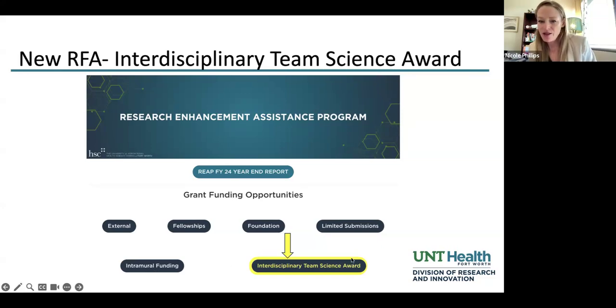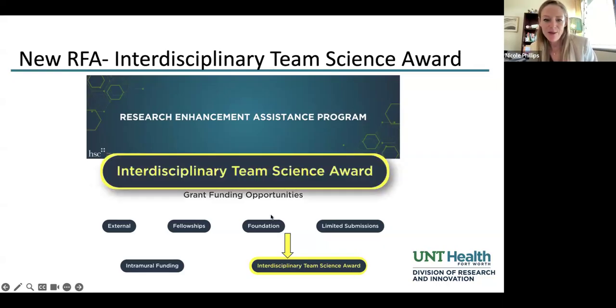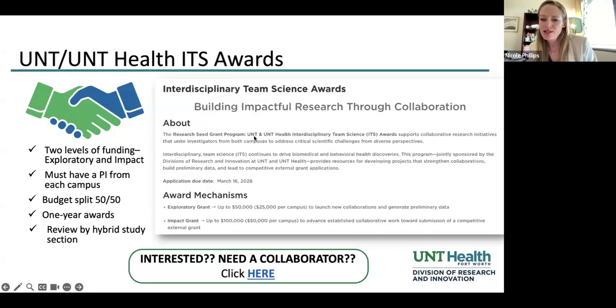Next to the intramural funding button, there is a button now that says Interdisciplinary Team Science Award. If we click that, that brings us to, I can actually go to the landing page in a second if we want to look at it in more detail, but I just wanted to give a high level overview of this particular mechanism. So this is also an Interdisciplinary Team Science Award. So the same concept. It was built very much on the grant award mechanism we already looked at. It's just now there's a requirement for a PI at both campuses.